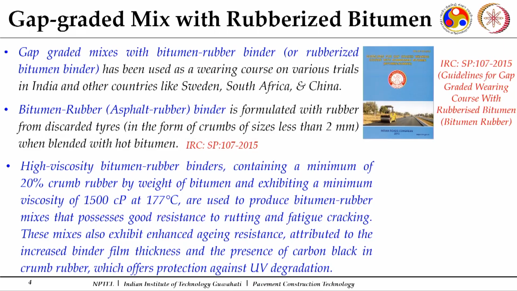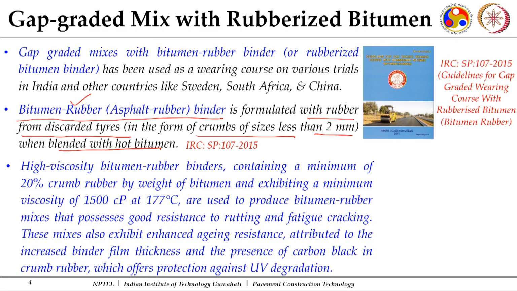And why are we saying that it's a rubberized bitumen? Because in this case the bitumen to be used will be a bitumen rubber asphalt, or what we call asphalt rubber binder, which is formulated with rubber from discarded vehicle tires. So we will have crumbs of them of sizes less than 2 mm, and when blended with hot bitumen, we get our rubberized bitumen. This is the bitumen we are going to use in producing these gap graded rubberized bitumen mixes.